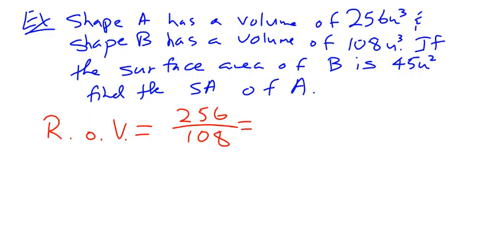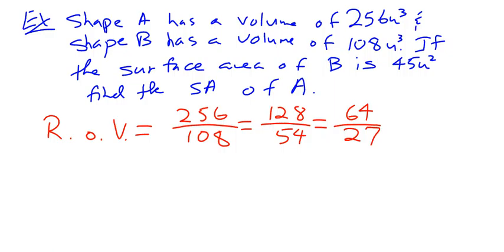Well, let's see, I think both of those can be divided by 2. If I divide 256 by 2, I get 128. Divide 108 by 2, I get 54. Oh, wait, this can be divided by 2 again. That becomes 64 over 54 divided by 2 is 27, right? All right, so I don't think that fraction reduces anymore, so that's the ratio of my volumes.